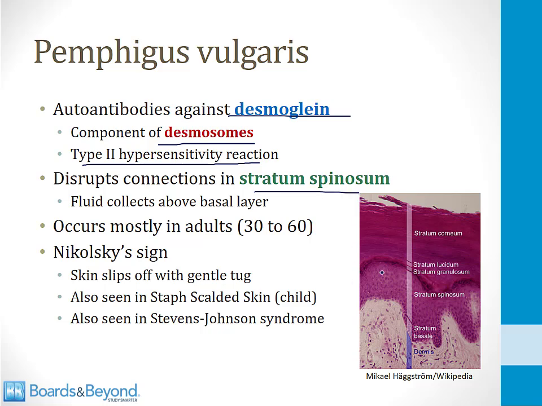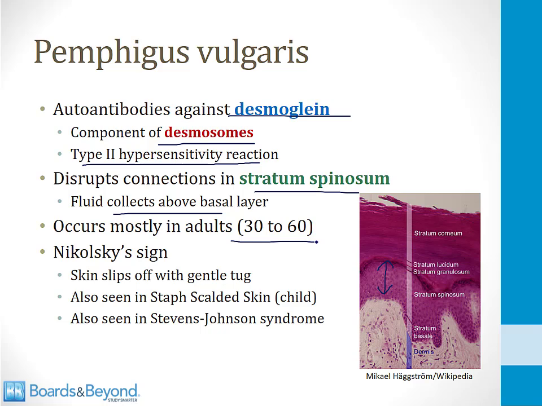So if we look at this picture here, this section here above the basal layer is the stratum spinosum, and when connections are lost there, fluid can fill above the basal layer, and that can lead to blisters. This is mostly a disorder of adults. The typical age when it occurs is about 30 to 60 years old.